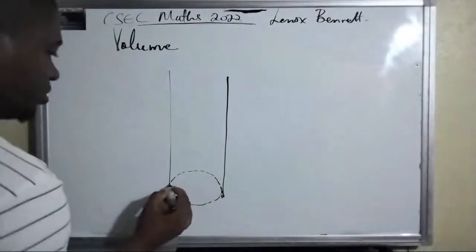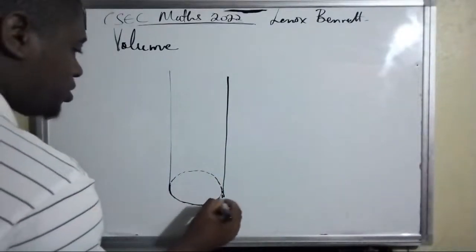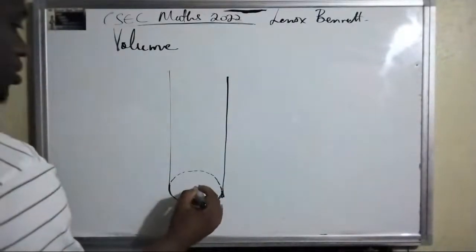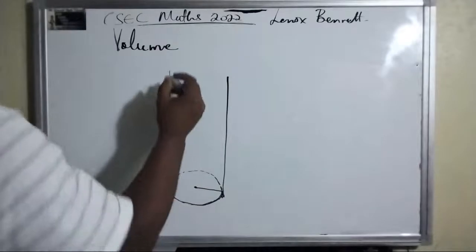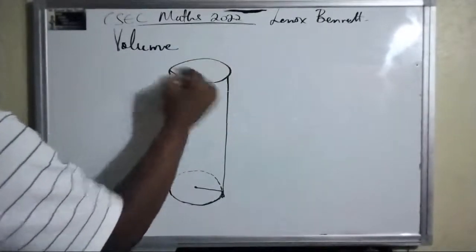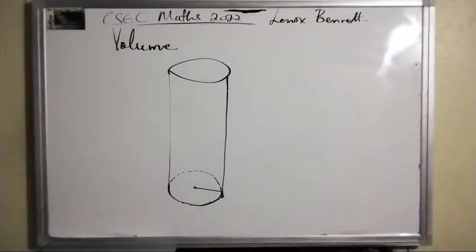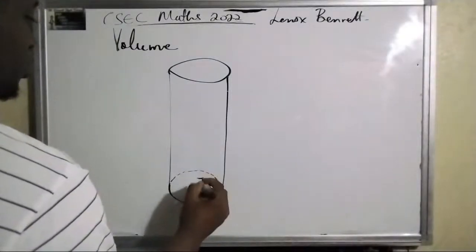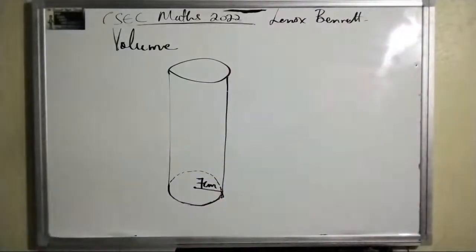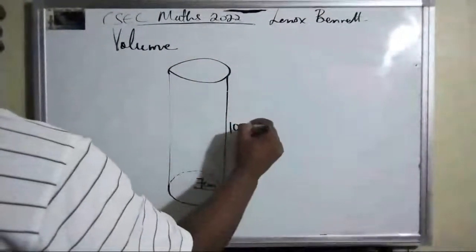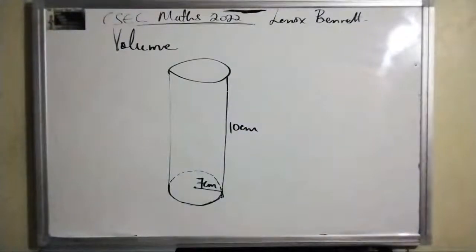Oh, that part should be dotted and this part should be solid. Okay. All right, so this is what we call a cylinder. Let us put in the measurement. According to them, it's 7 centimeters, which is the radius, and a height of 10 centimeters. All right, so we are asked to find the volume.